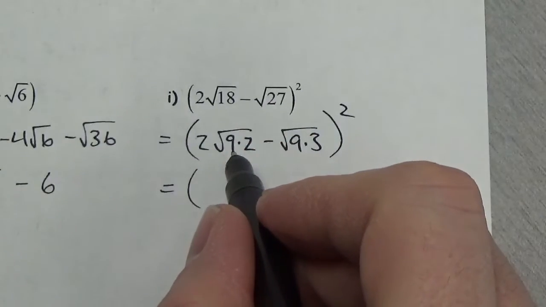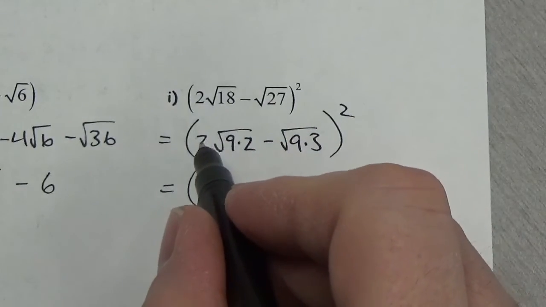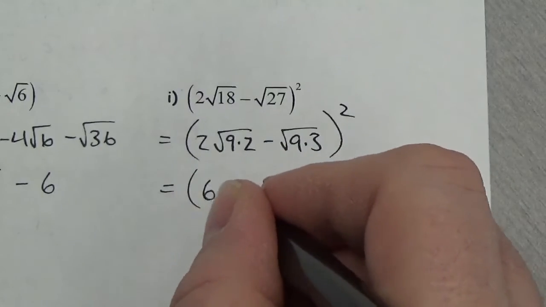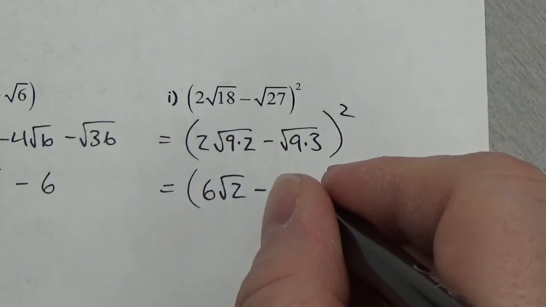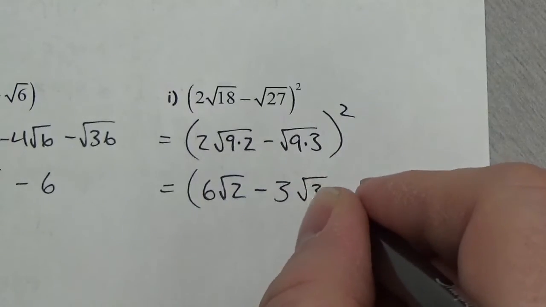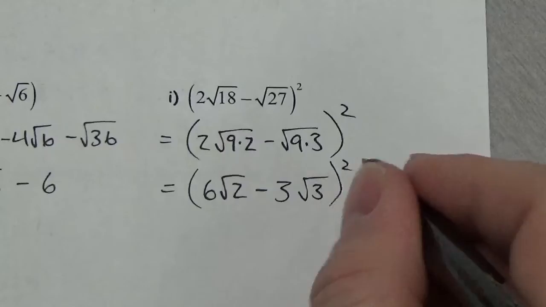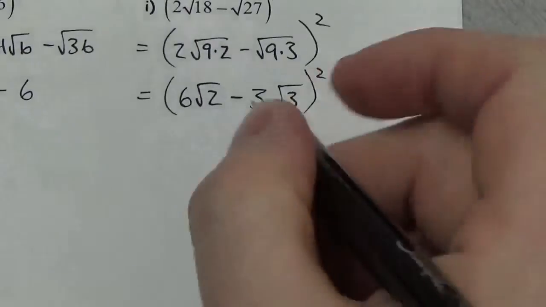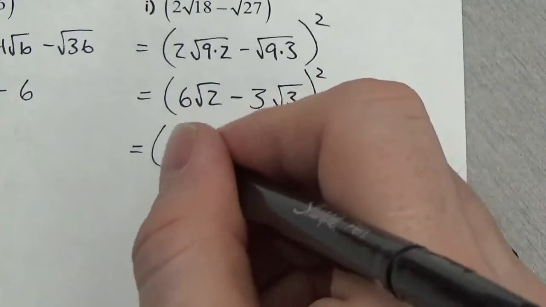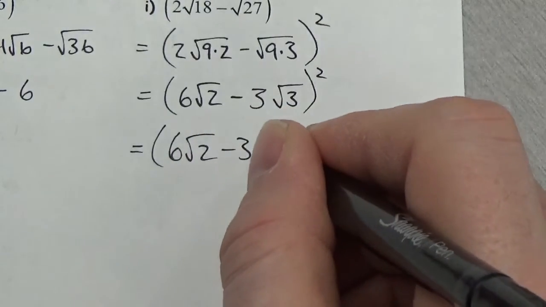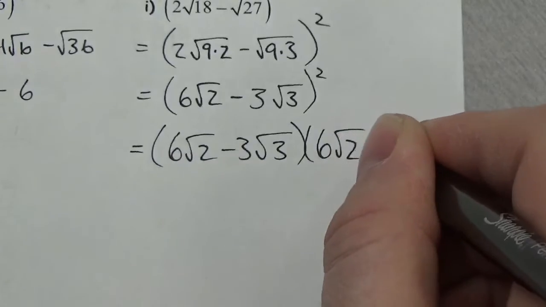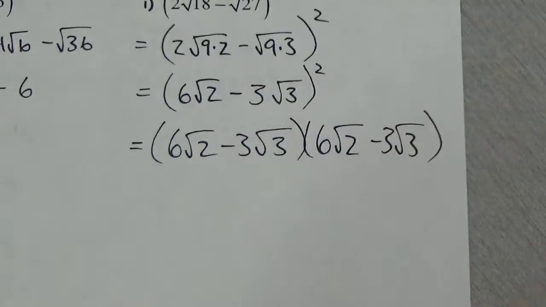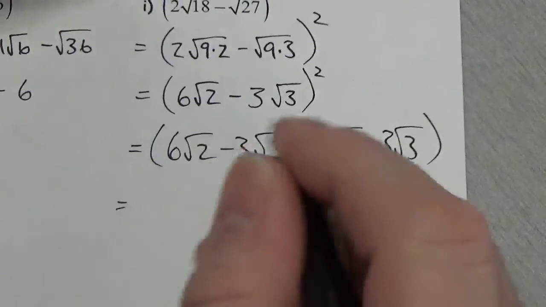Now, the square root of 9 is 3. And when I pull that out, it'll get multiplied by the 2. So it's going to be 6 root 2 minus, I can pull the 3 out, the square root of 9, so it's going to be 3, and there's still that root 3 left over. Now I'm going to write that out as the square indicates it should be. So that's going to be 6 root 2 minus 3 root 3 multiplied by 6 root 2 minus 3 root 3.